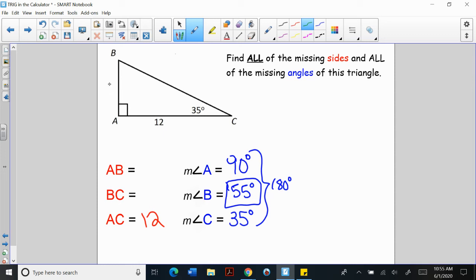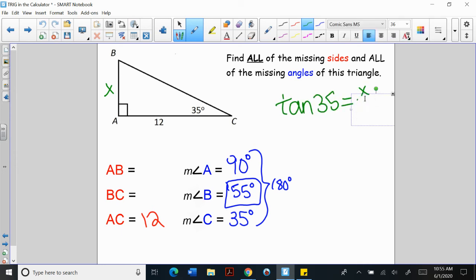So what I'm going to do is put an X over here on the side that says AB, and I'm going to figure that one out first using my favorite trig ratio, which is tangent. So set up an equation for me with that reference angle of 35 degrees and tangent to solve for X. All right, awesome. That's going to look like the tangent of 35 degrees is equal to the opposite over the adjacent, which is X over 12.